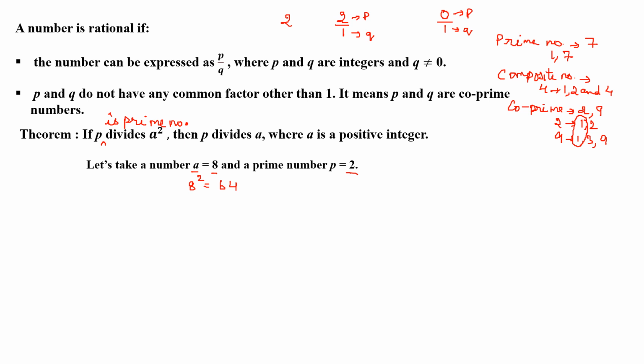So it says that if prime number p divides square of a, then this will divide a also. Now here your a is 8, and your p is 2. If 2 divides 64, then 2 will divide 8 also. Yes, it is true. 2 is dividing 64, and 2 is dividing 8 also, isn't it? So it is correct. You should remember this theorem: if p is a prime number such that it divides a square, then it will divide a also, where a is any positive integer. Clear? Now I'm going to use this theorem while solving the questions.